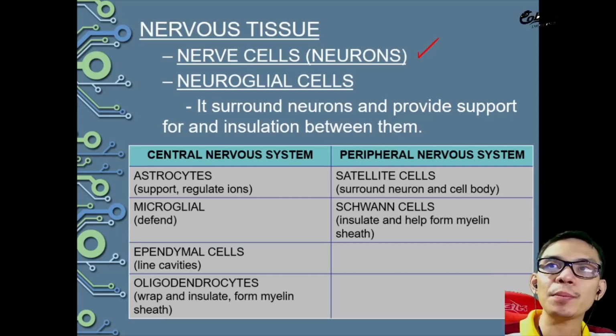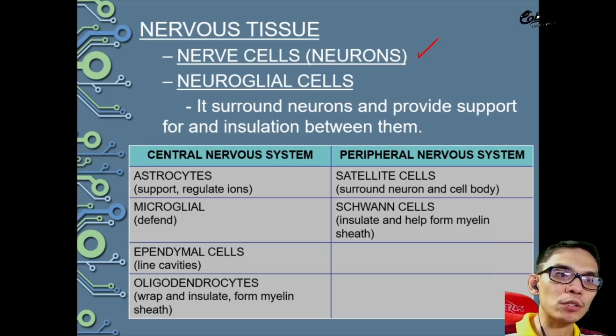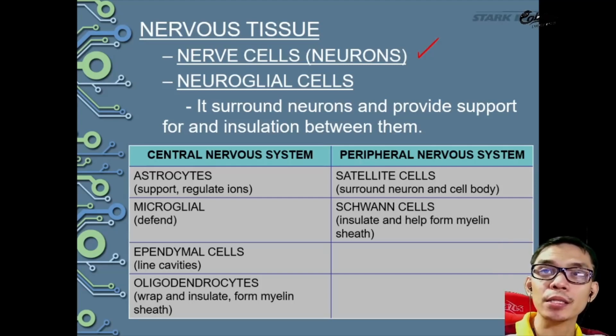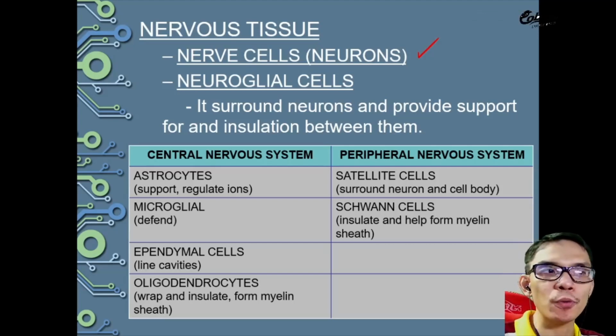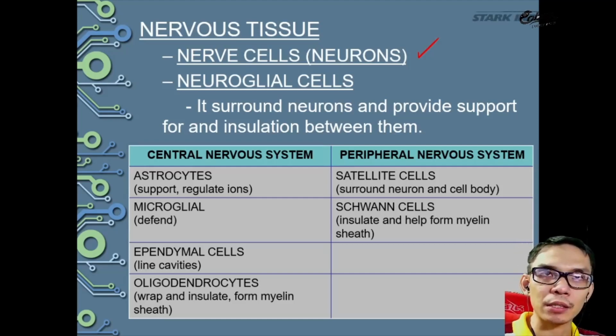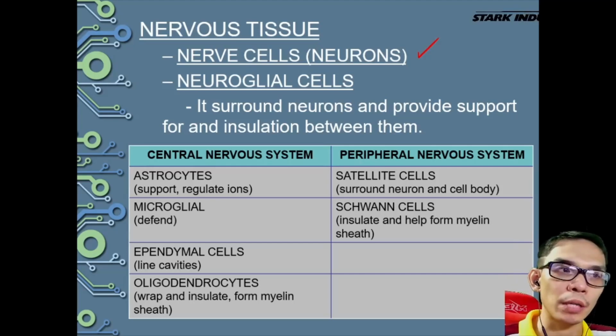Next one, the ependymal cells. The ependymal cells are cells that line your tissues, and they are designed for protection. They protect the delicate tissues found in the brain and the spinal cord. These cells also secrete fluid that is used as additional protection for the brain and spinal cord. So, ependymal cells.